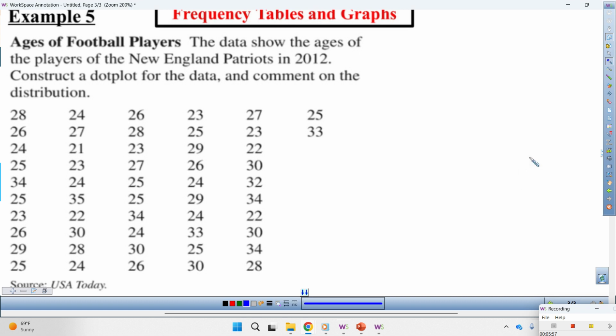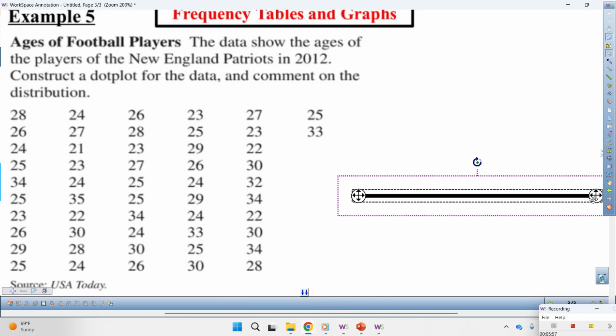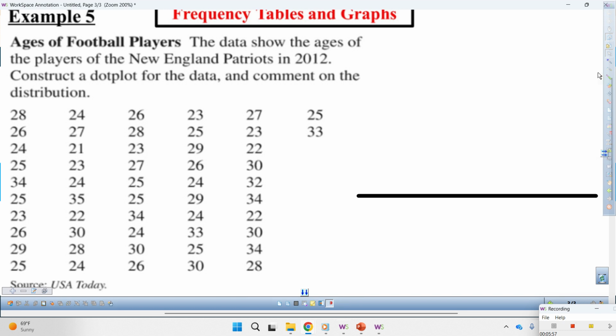Dot plot. First things first, let's scan through the data. Look up, writing utensils down. Tell your neighbor what would be the least data and the highest data. Talk to your neighbor. What would be the least and what would be the highest? All right, so what would be the least? Lucas, 21. So that means we're going to start from 20.